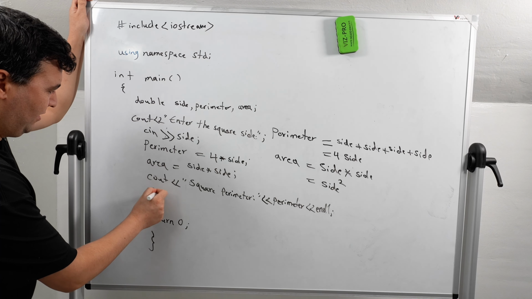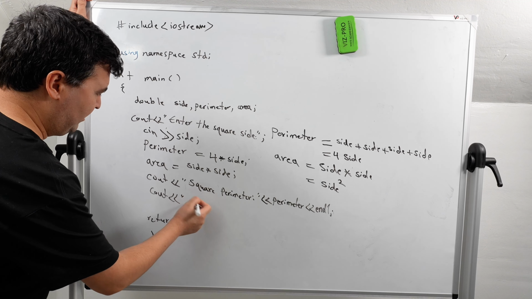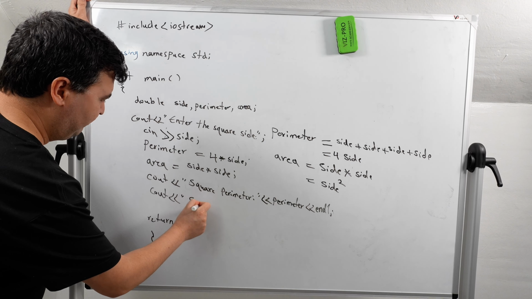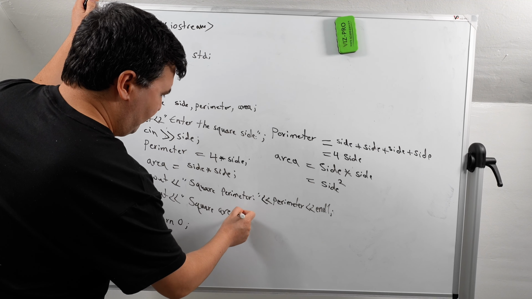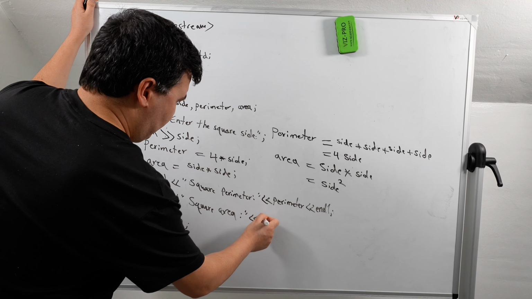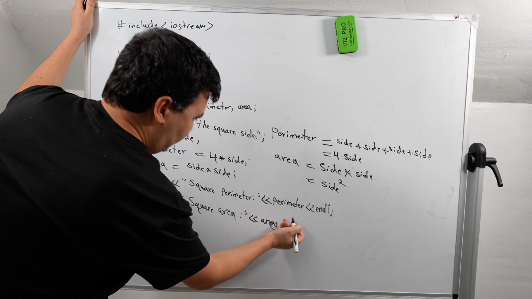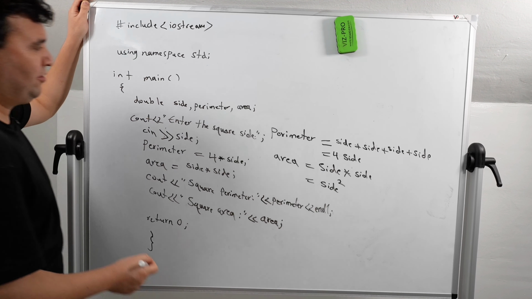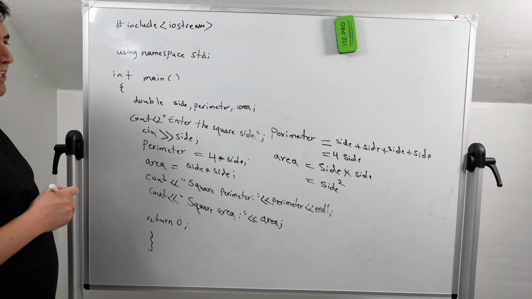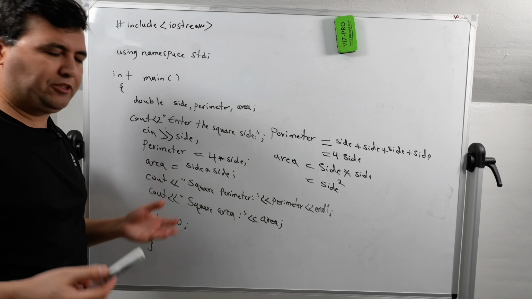Then I need to cout the area. So I can say square area. Square area is. So now I print the area. Yeah, so this is a program which calculates the perimeter and area of a square.